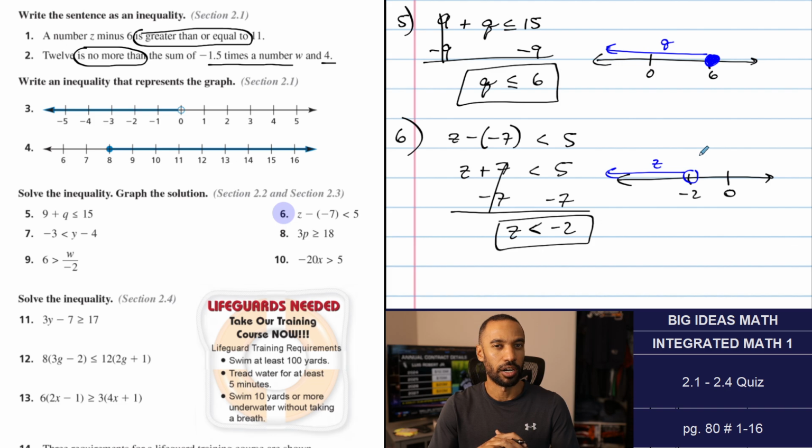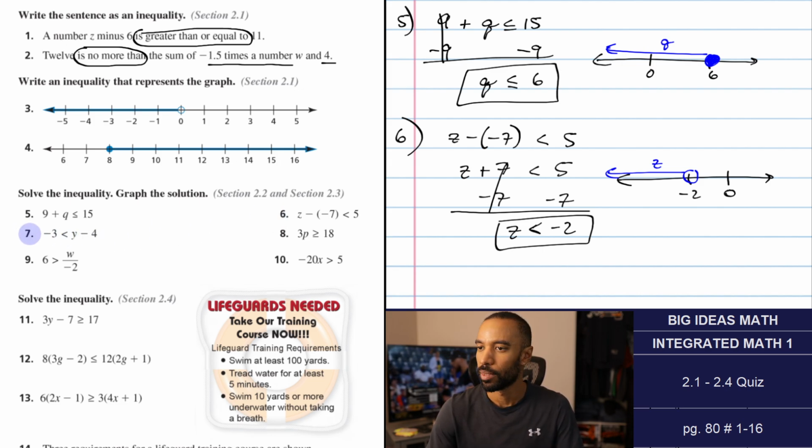Larger negatives are lesser in value. They're further to the left there. So 0 wouldn't be a solution to this original inequality. If I plug 0 in, 0 minus negative 7 is 0 plus 7, which is 7. 7 less than 5 is not true, and it shouldn't be true for this scenario, so I trust what I have there. Assuming I have the right boundary value, and I do.